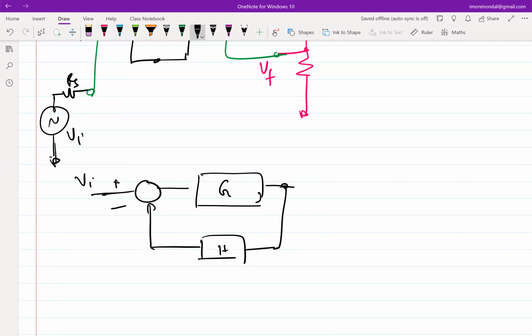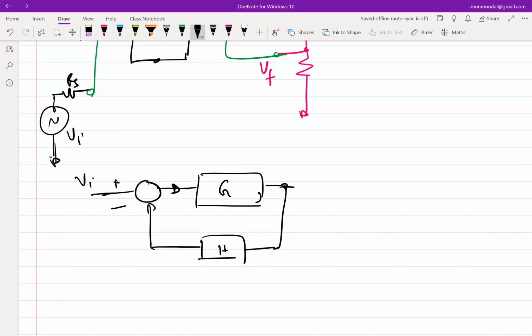when I'm using this type of block diagram, there are certain inherent assumptions we are making. One inherent assumption is that G and H are independent of each other. When I say independent, I mean the application of G does not change H, and the application of H does not change G, which means we are assuming that G and H are voltage controlled voltage sources, right?